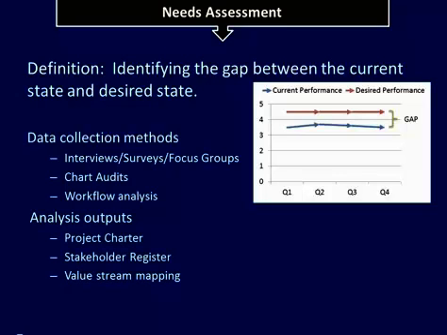There are also analysis outputs, such as a project charter. A project charter is often used in the launching of a project to understand the project scope, the stakeholders, the culture, the sponsor, and the team. The stakeholder registry helps you list who those stakeholders are, who are often folks that touch the patient along the continuum of care. And then there's value stream mapping.